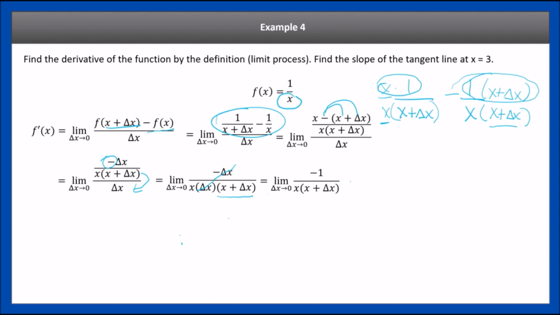And guess what? I'm going to plug in 0 for the delta x now. So I'm going to plug in 0 for the limit. And when I do that, this is 0, so I get x squared on the bottom. So -1 over x squared is my derivative. At this point, I can now start plugging in x equals 3 and get my tangent line slope at 3. So I'm going to plug in 3 into that derivative, and I get -1/9. So that is the slope of the tangent line at x equals 3, and that is what we're looking for.